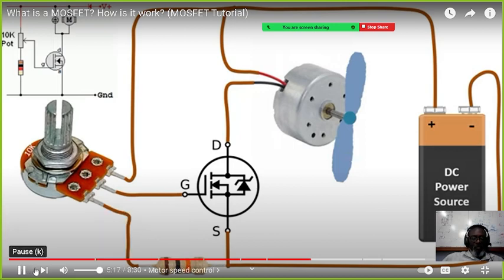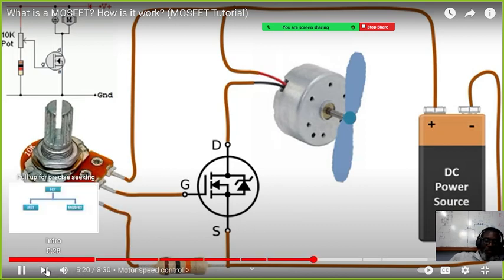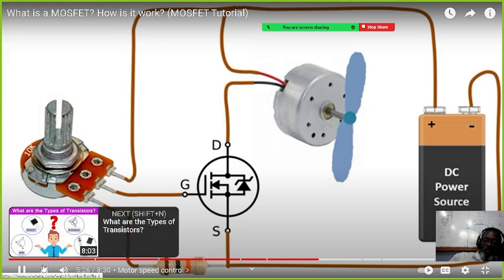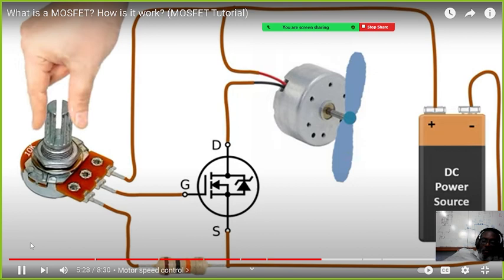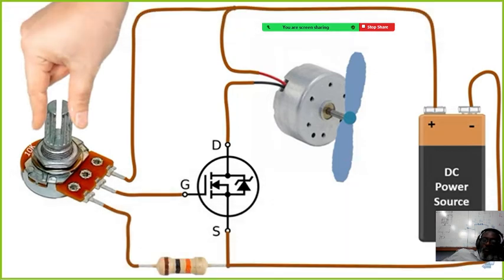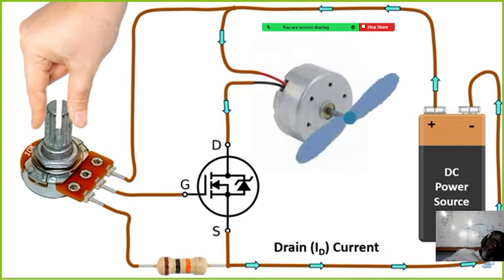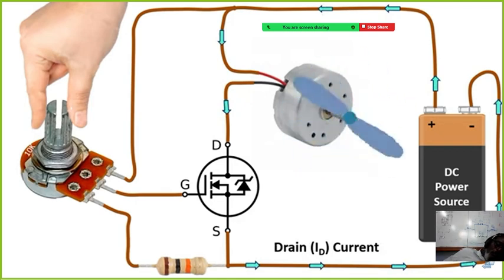Talk about this circuit. Since there is no damage to the potentiometer, this circuit will work smoothly even if there is no resistor. Now, when we change the resistance value of the potentiometer here, a voltage will be applied between the gate and source of the MOSFET. With this voltage, the MOSFET will be triggered and the current coming out of the positive pole of our power supply will flow between the drain and source pins of the MOSFET by following the path we have shown with the arrows, and our motor will rotate with this current. As the trigger voltage changes by increasing or decreasing the resistance value of the potentiometer, the drain current will change and the speed of the motor will change according to this current.